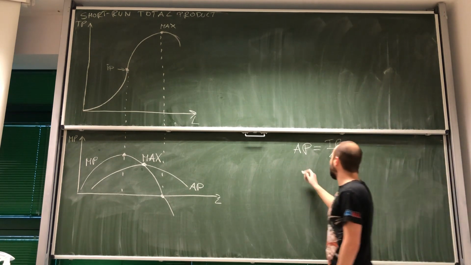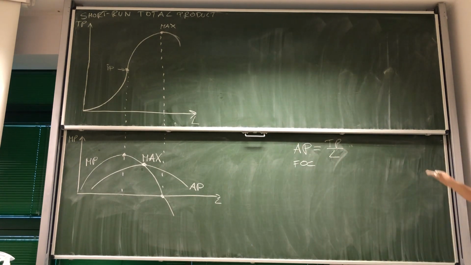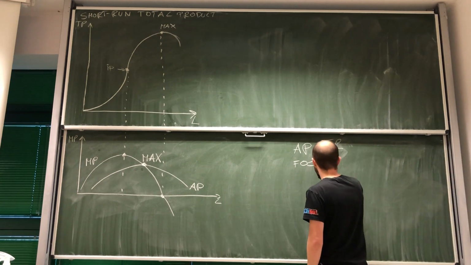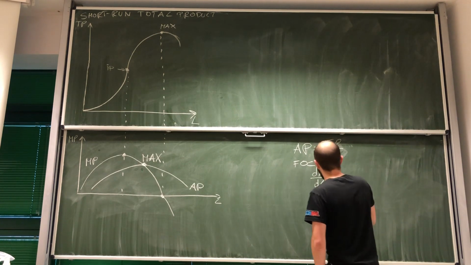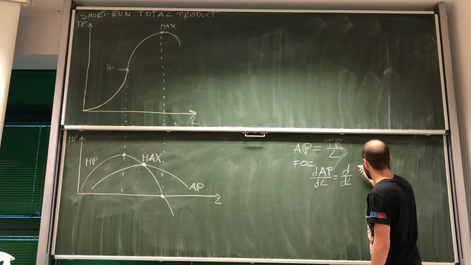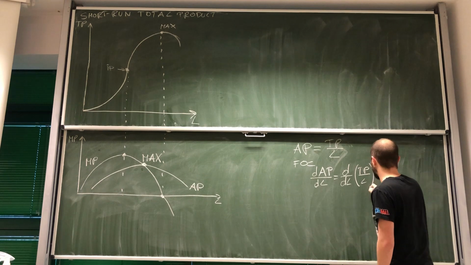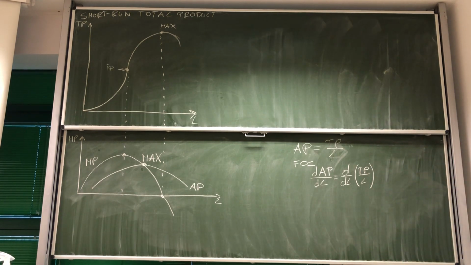Look, let's go to the first order condition. In the first order condition, what I'm going to do here is to differentiate average product with respect to labor. So I'm finding a derivative of total product divided by labor. Now, what rule should we use? Of course, this is a quotient of two functions. We should use the quotient rule.